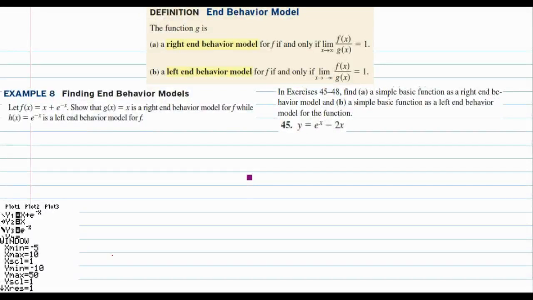This is the screencast for section 2.2, example 8. We're going to look at finding and proving that one function is a right end behavior model of another one, and also a left end behavior model. Now to do that, we have a definition here.